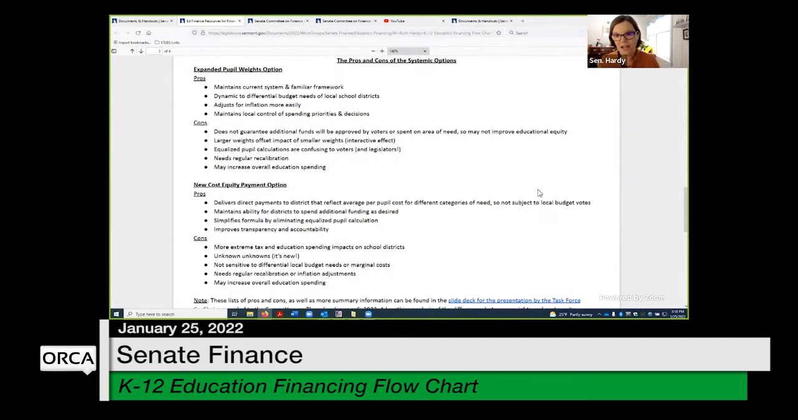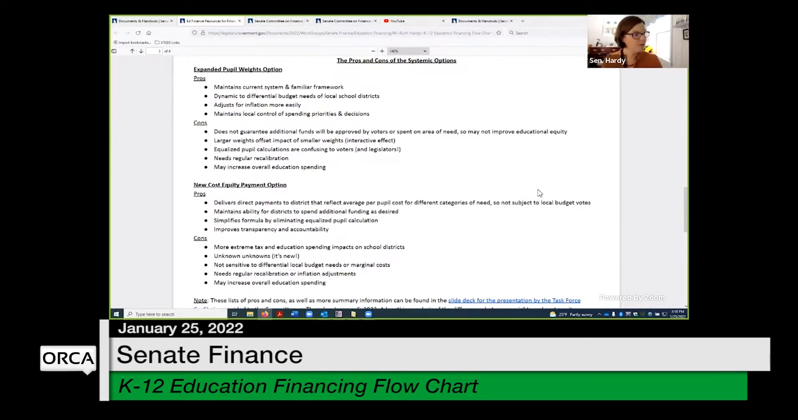They need regular recalibration. The weights were calibrated at a point in time. And really the recommendation is that they be recalibrated every 3 to 5 years. So it's sort of not a one and done thing. It needs continual updating. And as with both of these options, it may increase education spending depending on the choices that districts make at the local level.